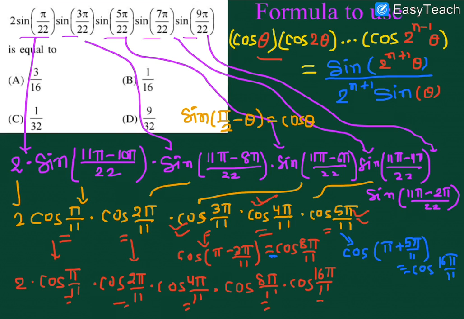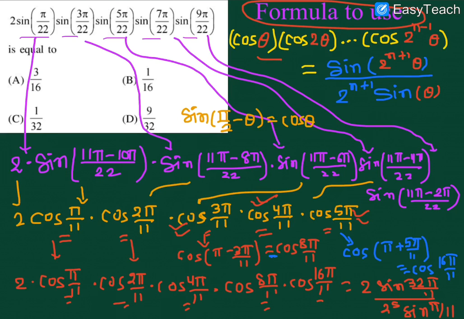So we can apply this particular formula, the formula to use, and we can write it as twice of sine 32 pi by 11 by 2 to the power 5 sine pi by 11. We know that sine 32 pi by 11 will be equal to sine pi by 11. So these two will get cancelled out and we'll have 2 upon 2 to the power 5, 32. So 2 by 32 means 1 by 16 is the answer. So the correct answer to this question is option B.